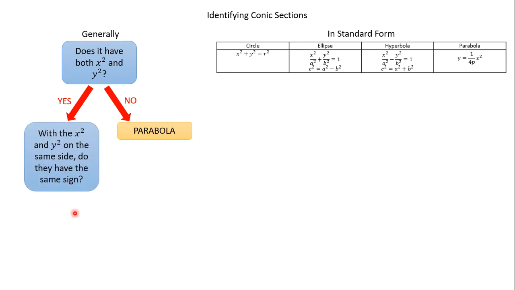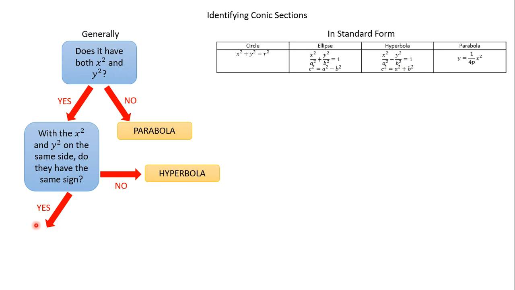With the x squared and y squared on the same side of the equal sign, do they both have the same sign? And again, this is just x squared and y squared. We might have something x and something y later on. Doesn't matter. We're just looking at the squared terms. Do they have the same sign? If the answer is yes, we keep going. If the answer is no, what x squared and y squared don't have the same sign here? The hyperbola is x squared minus y squared, or y squared minus x squared. So if they don't have the same sign, it's a hyperbola. And it's important that it's on the same side of the equal sign, because if we added this y squared over b squared, hey, they're both positive, but on opposite sides of the equal sign, that doesn't work.